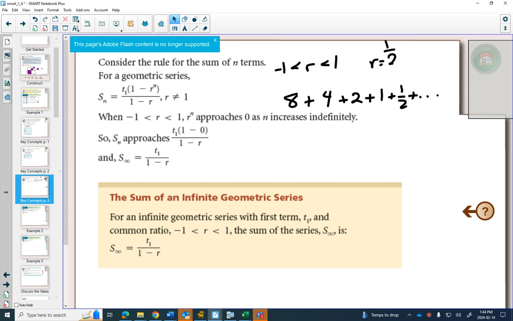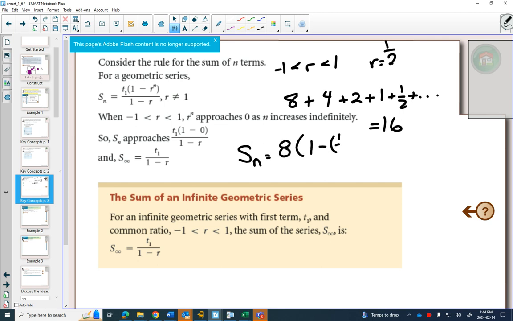And so what we're going to say is that this infinite sum adds up to 16. It never gets to 16, but it gets so close to 16, it's basically 15.9 repeated. And you'll be like, hey, wait a minute, that's basically 16 too. So how does that work? Well, if we take our normal sum formula for this sequence, our term 1 is 8. Then we have 1 minus r, which is a half, to the n, over 1 minus a half.